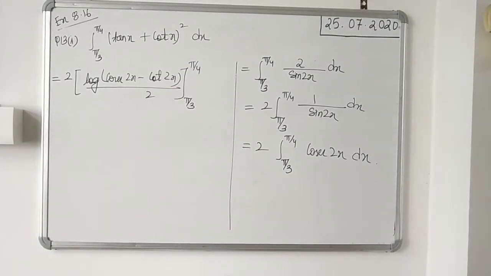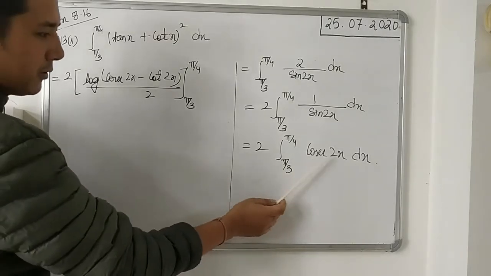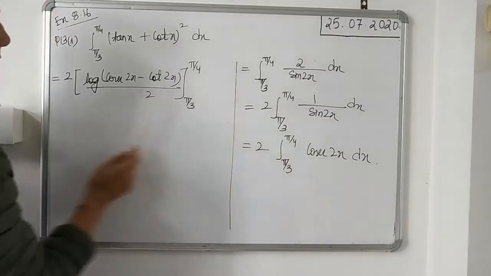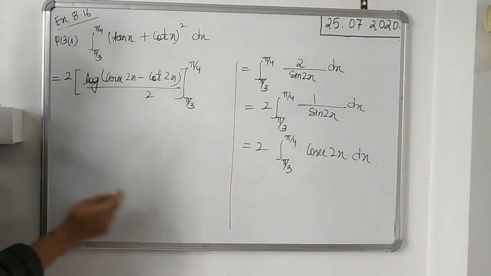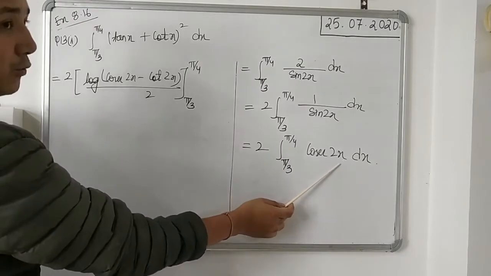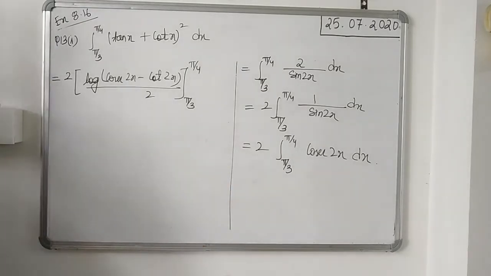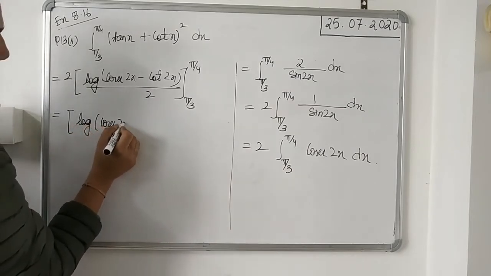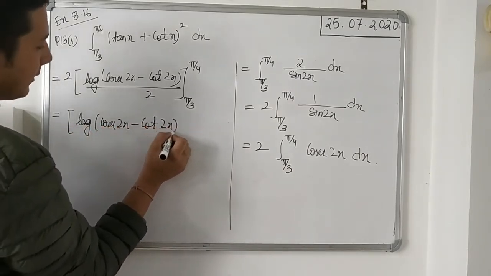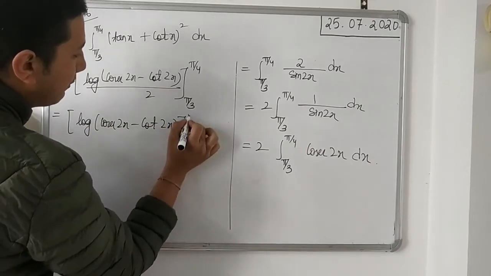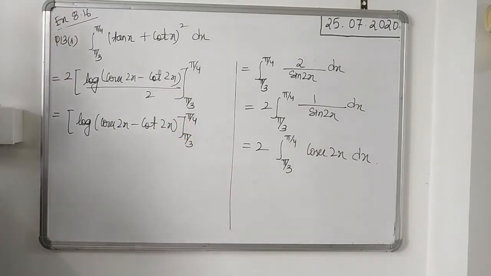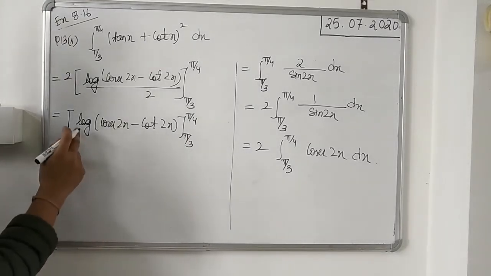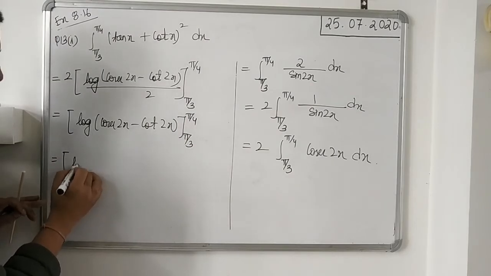This is the last step, integration of cosec 2x. We know integration of cosec x is log of cosec x minus cot x. So therefore log of cosec 2x minus cot 2x and divided by 2, because here x is 2x. This 2 and 2 get cancelled out. So therefore we will be getting log of cosec 2x minus cot 2x with the limits pi by 3 to pi by 4. So let us put the upper limit and then we'll put the lower limit as well.